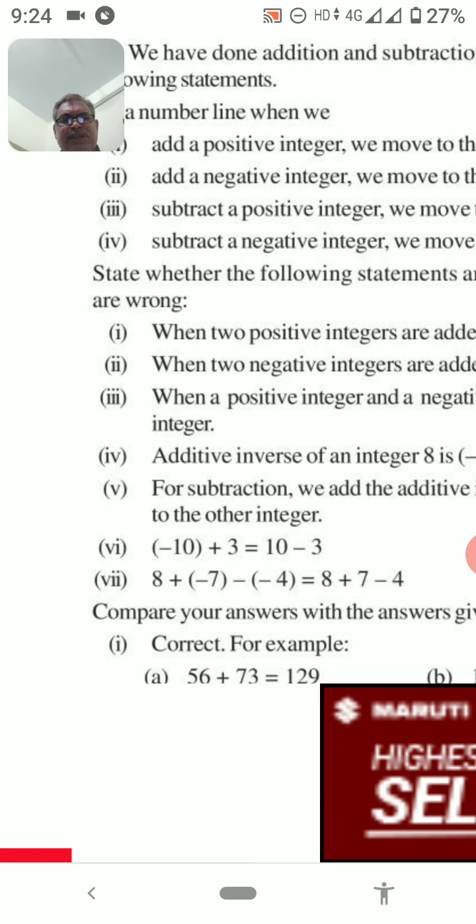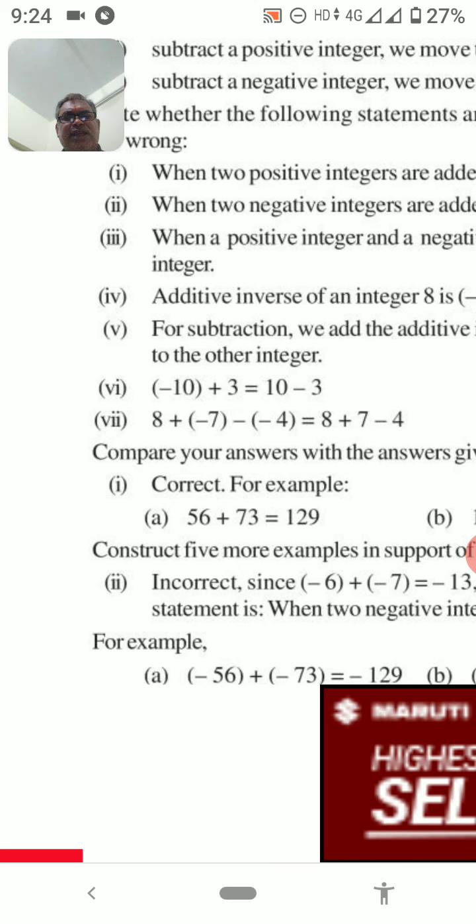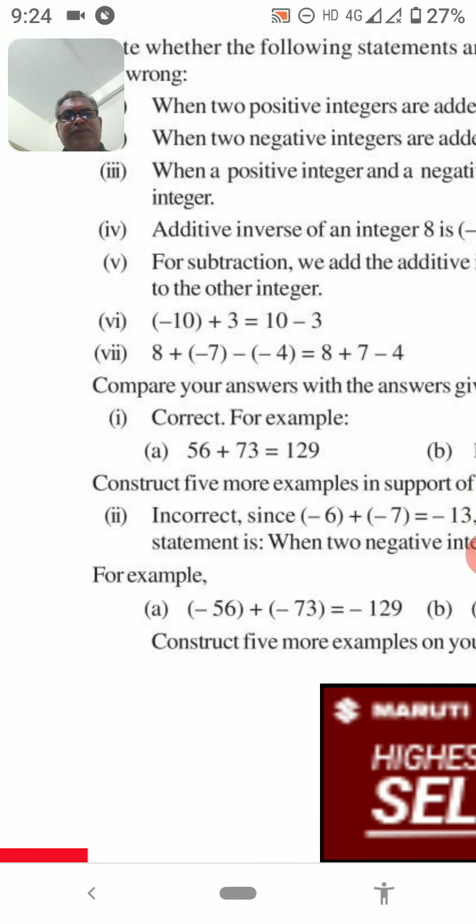Then come to the point. Suppose you can see here -10 plus 3. Some operations we are discussing. So -10 plus 3 equal to 10 minus 3. Is it correct? No. -10 plus 3 is -7 and 10 minus 3 is 7. So this is not equal. So this statement is wrong. The statement is false.